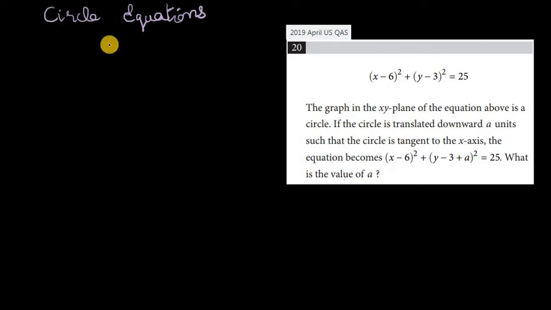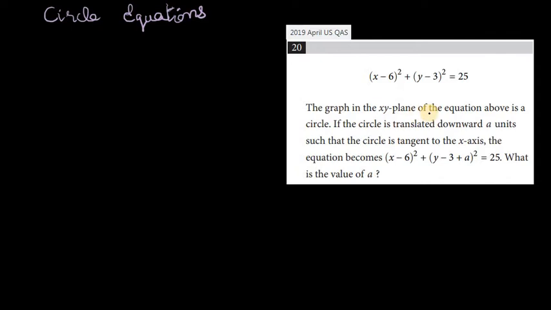Welcome to the final video in the circle equations playlist, and in this video we're going to try and see if we can solve a slightly challenging problem from the 2019 April US QAS. And as always, I encourage you to pause the video and give it a go yourself. So let's just give it a read now, assuming that some of you have tried and maybe gotten to the answer.